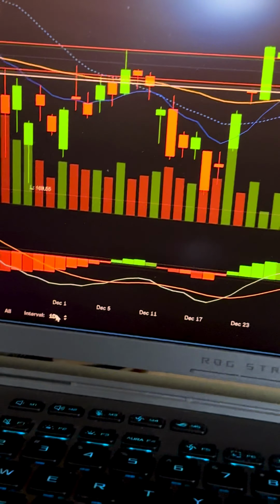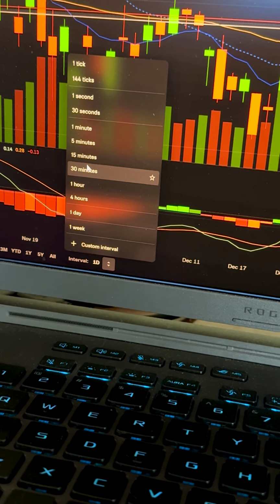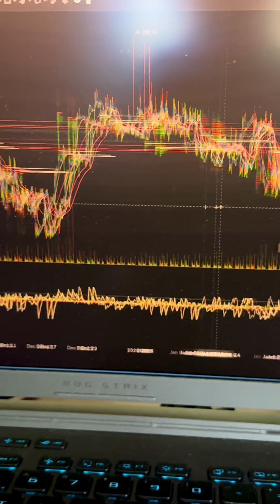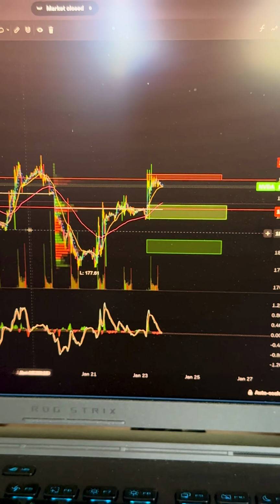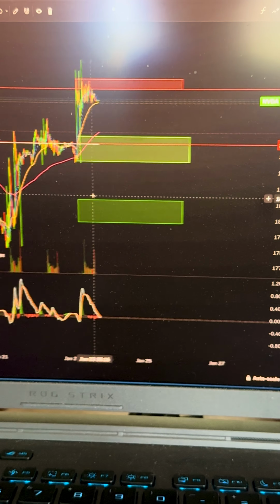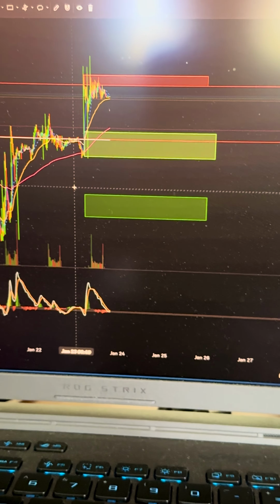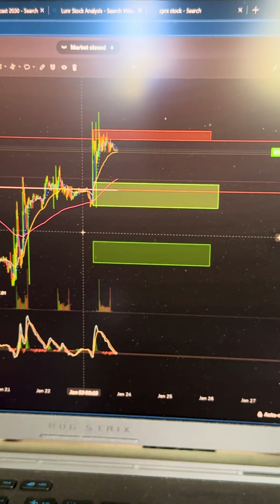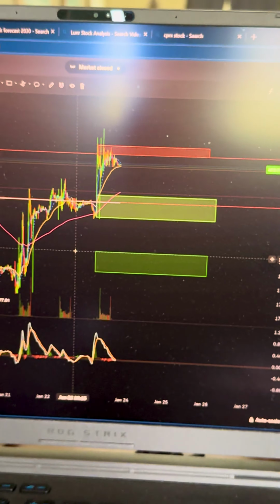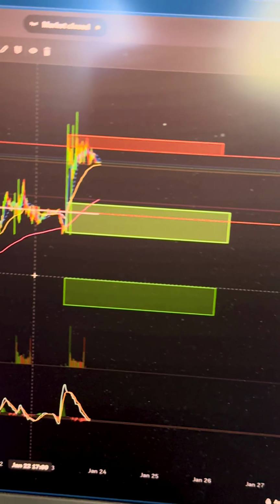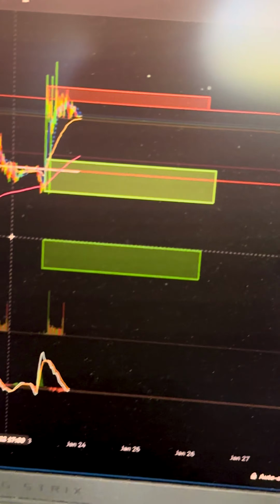Not a day. We're going to change it to 15. This is just how I like it. This is my style. Not everyone's going to be able to do what I do. Some of y'all aren't even going to be able to do any of this. You just buy and hold. So some of you are going to have to refine and figure out what works for you. This is what works for me.